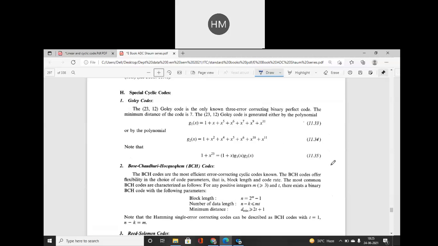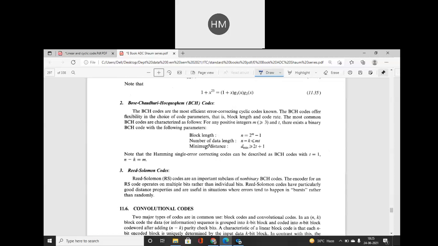So the Golay code is generated either by the polynomial. Golay code क्या है ये देख लो 23, 12 if an example is asked to you. ठीक है, minimum distance होना चाहिए 7 and 3 error correcting code is your Golay code. Okay, so G1(x) and G2(x) is mentioned for this, and note that 1 plus x to the power 23, because 23 is your n, 1 plus x to the power n will generate 1 plus x times G1(x) into G2(x). This is the property of Golay code. Okay, they can ask you to explain a code which is having 3 error correcting capabilities. There you can mention Golay codes.